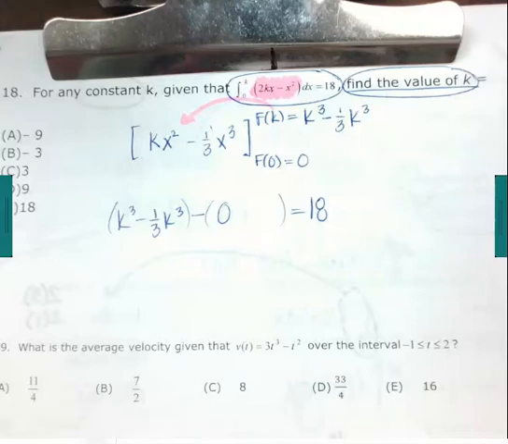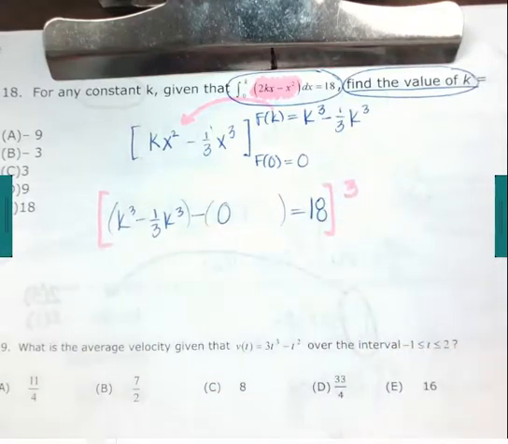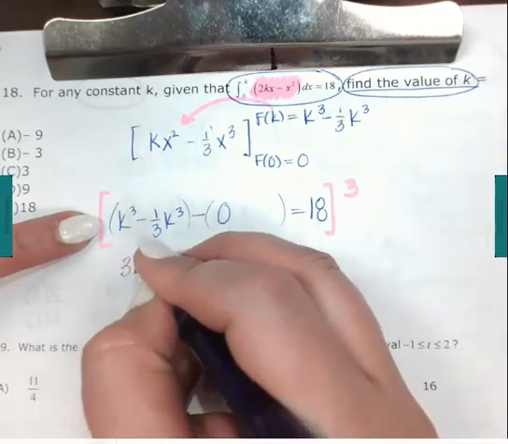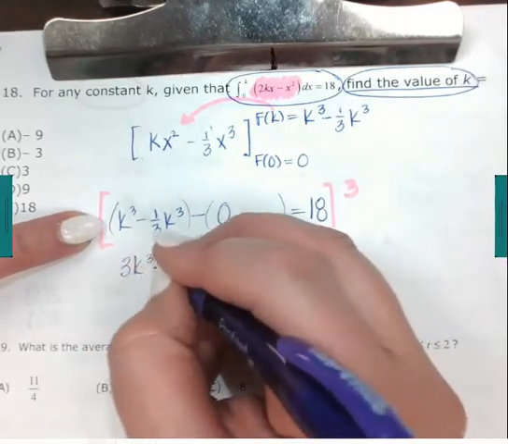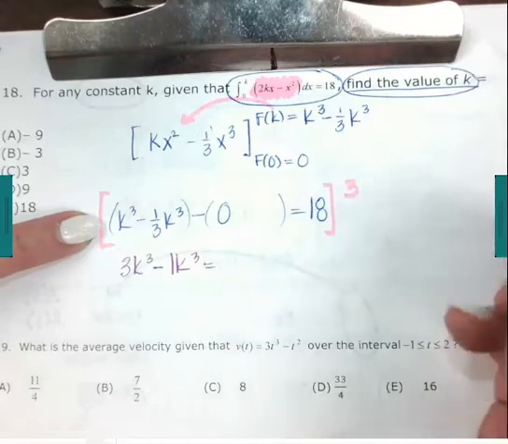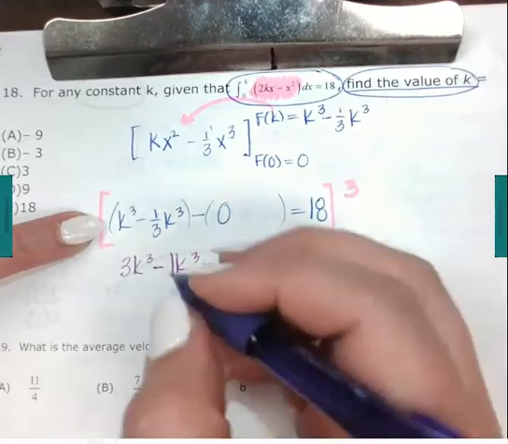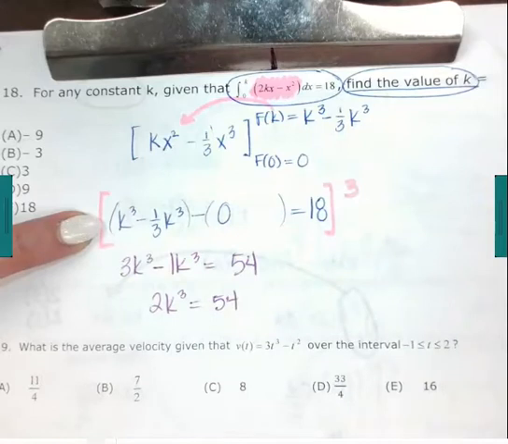Okay, you could multiply by 3 to get rid of the fraction. That's fine. So if I times everything through by 3, then what is my k cubed now? Now it's a 3k cubed. And then what's 3 times 1/3 here? 1k cubed. 0, nobody cares about, it goes away. And then 18 times 3 would be 54. What is 3k cubed minus 1k cubed? 2k cubed.